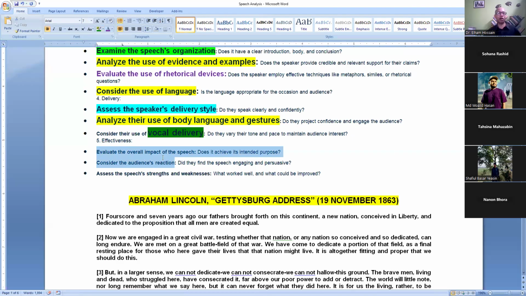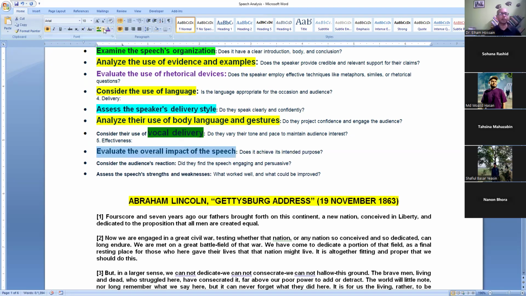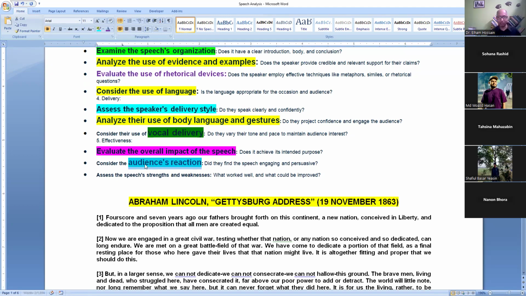Now, evaluate the overall impact of the speech. Overall impact of the speech, you have to evaluate. This is towards the end or the conclusion of your speech analysis. And then the audience's reaction. What is the reaction of the audience? That is also essential to know. Whether they are happy, whether they are satisfied, whether they say that they have got what they wanted. If they say so, it's a successful speech.